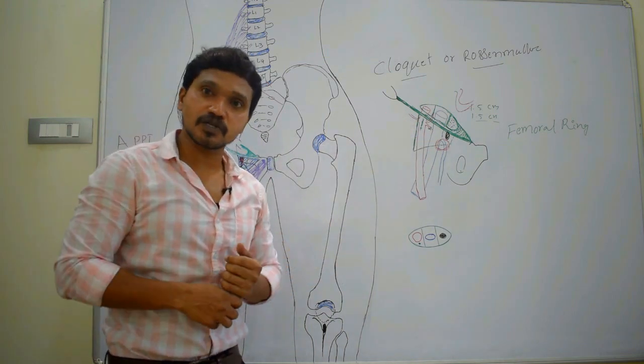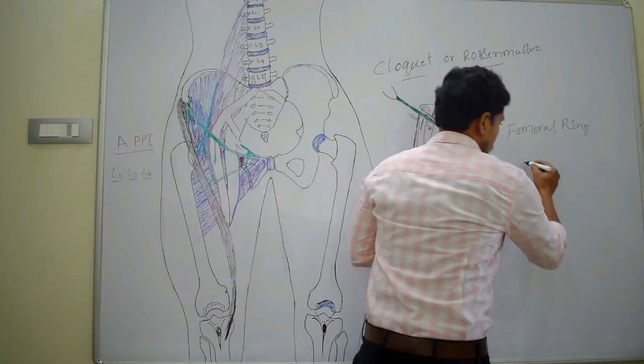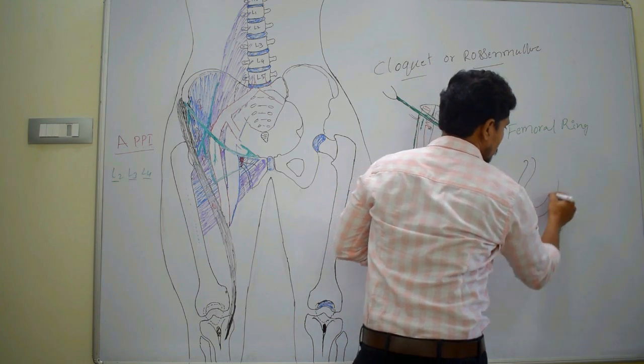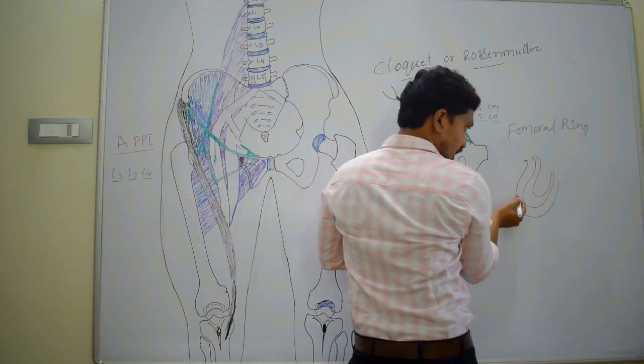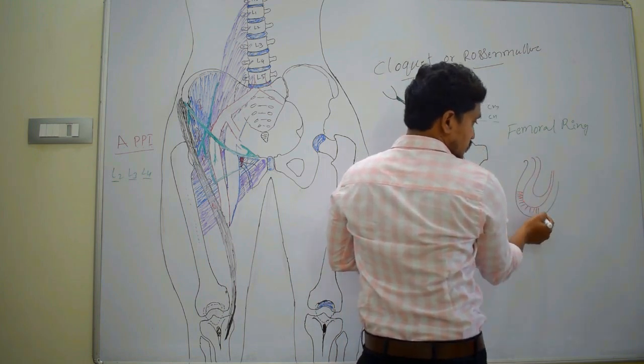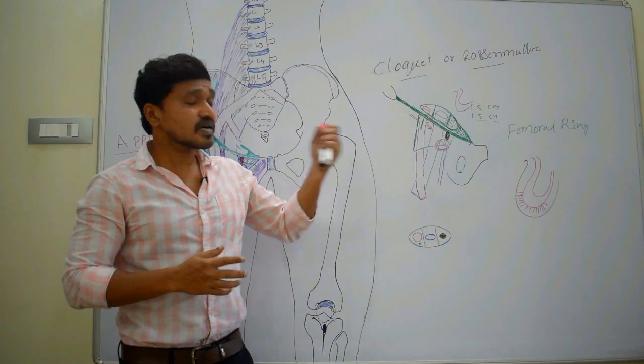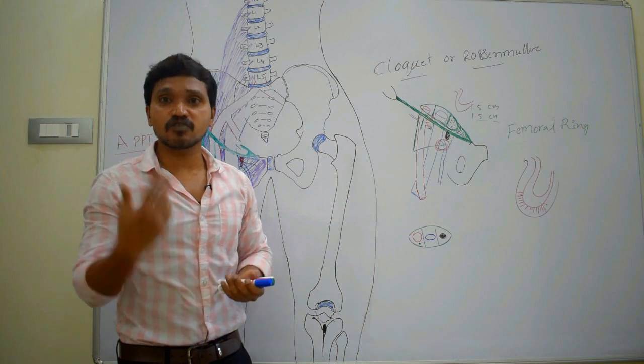If it is not reducible, when it becomes irreducible, this is the sac. Within the sac, contents are present. Suppose this is the intestine. The wall of the sac and the wall of the intestine, if these two are connected with each other, then reduction is not possible. In some other cases, there will be strangulation.